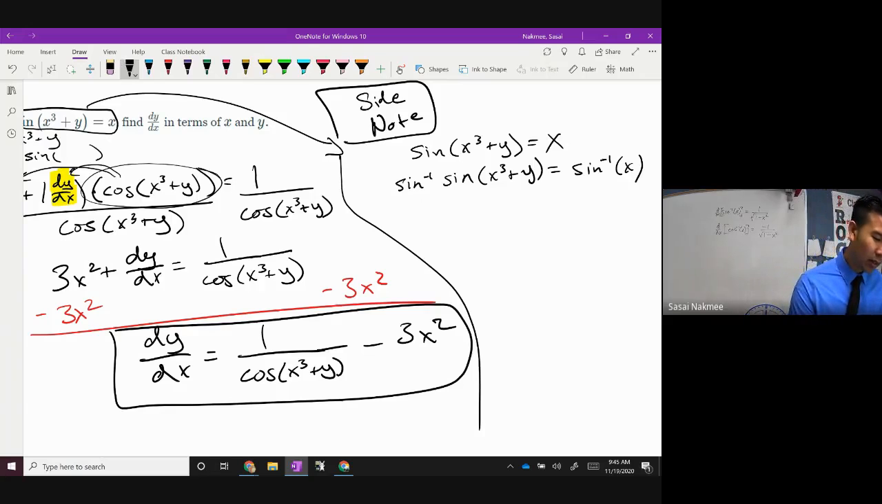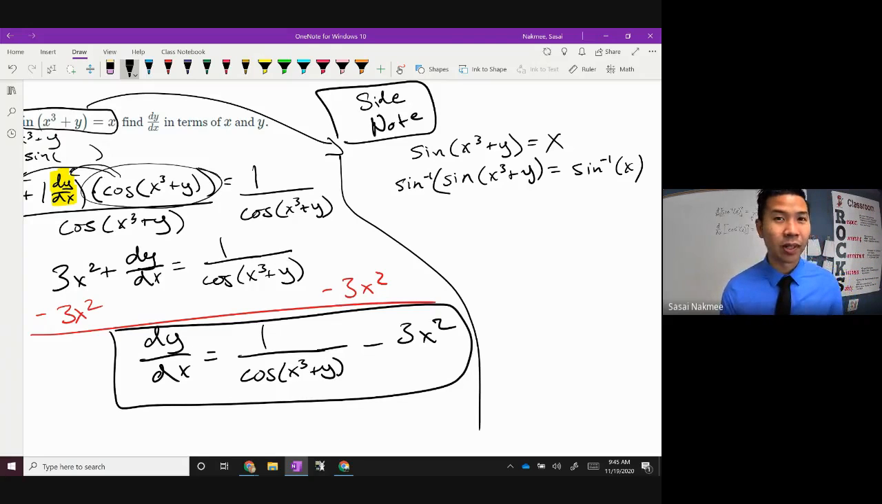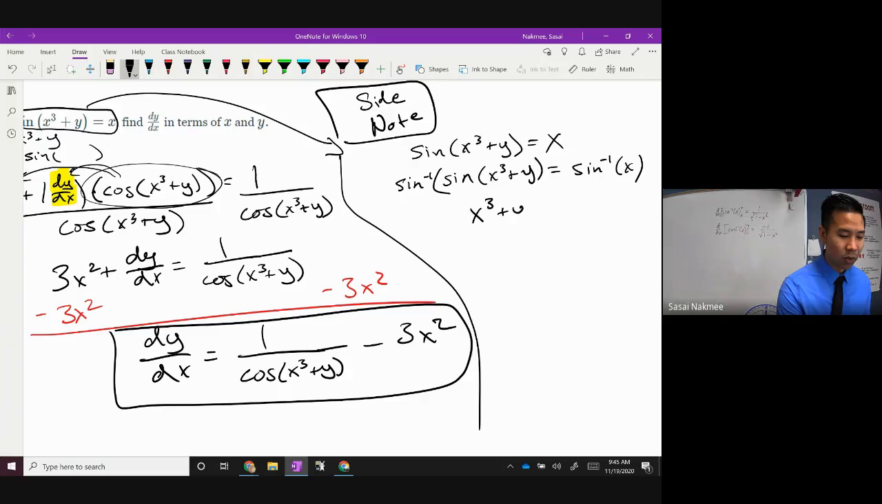That's the whole reason why natural logs and e exist, by the way. Natural log and e are inverses of each other. Sine and inverse sine are basically inverses of each other as well, and they would cancel each other out, and you'd actually be left with this: x cubed plus y is equal to the inverse sine of x. And then you could just move the x cubed over to the other side, and you'll end up with y equal to the inverse sine of x minus x cubed.